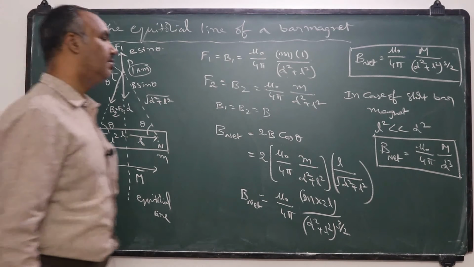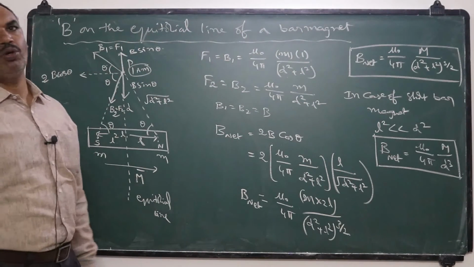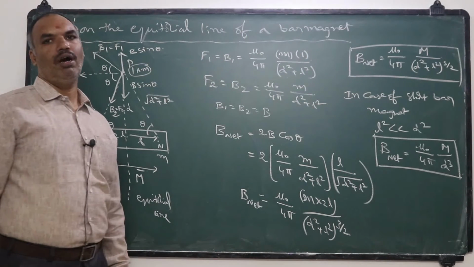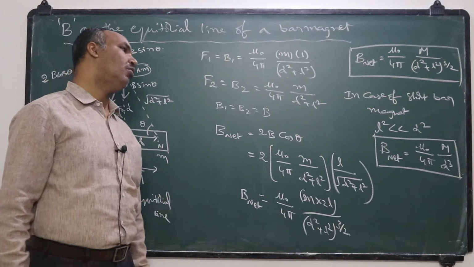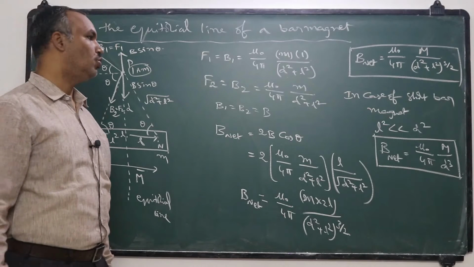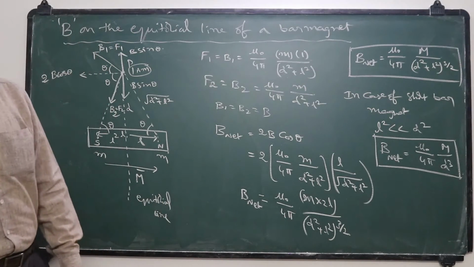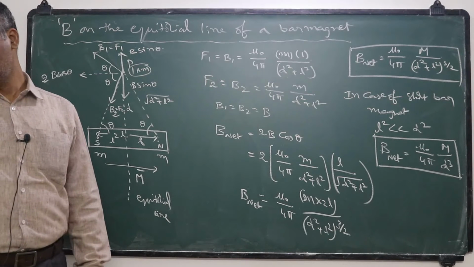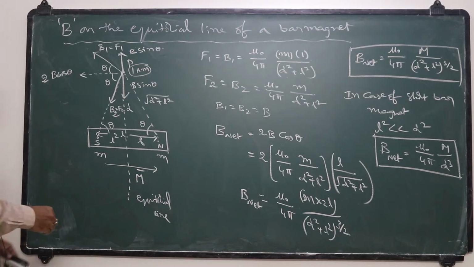That means magnetic induction on the axial line is mu naught by 4 pi into 2m by d cube. On the equatorial line, only half of that, that is mu naught by 4 pi into m by d cube. So you should remember these formulae for solving so many objective questions. Let us see one or two questions now.